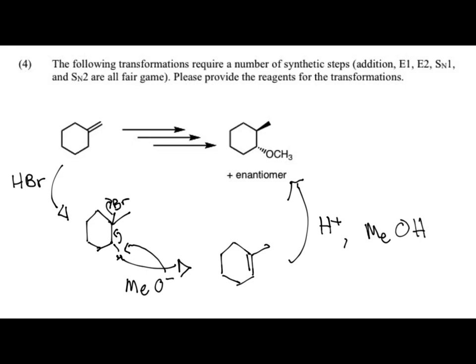The book says if you do it in the presence of a peroxide, it'll give the anti-Markovnikov product. Does that apply here? Because that would give us exactly what we wanted.